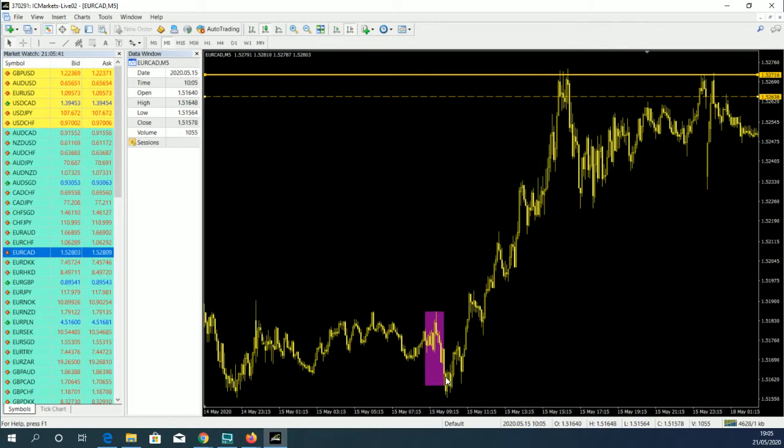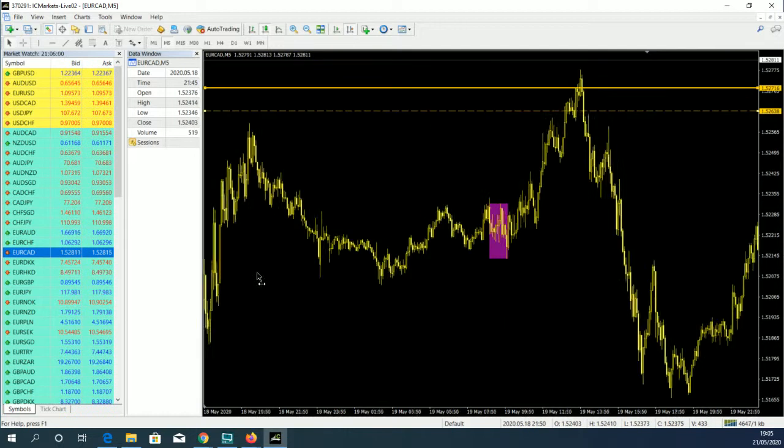So from the look of things, you see it breaks here and it's making a higher high. Each time, you see this high is higher, and this high is higher than this high. So it's making higher highs. It's telling you it's going uptrend, higher high, higher high, higher high.